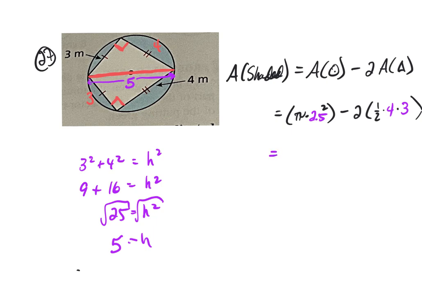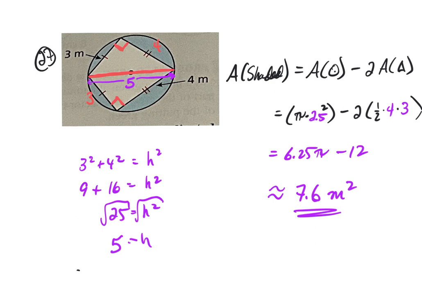So 2.5 times 2.5 is 6.25 pi. Then 2 times 1/2 times 4 times 3 is 12. And when we use our calculator to approximate, let's see, and then subtract a 12, I get, oh darn it, 19.6 minus 12. And I get approximately 7.6. And what are we measuring in here? Meters. So the area of the shaded region, approximately 7.6.